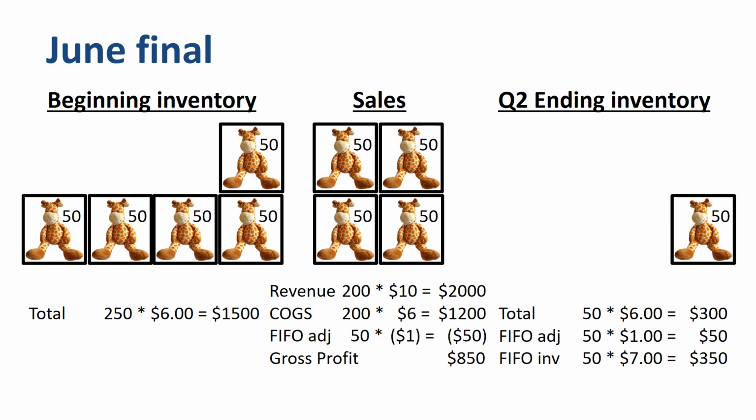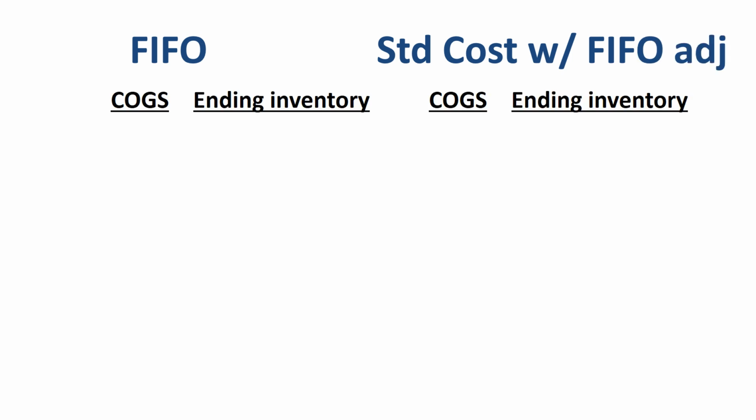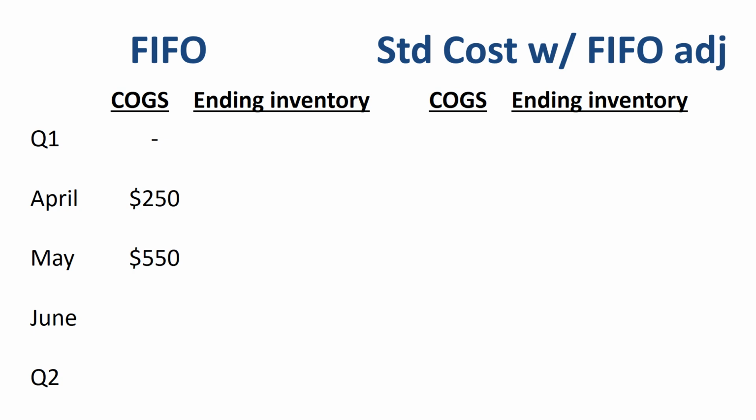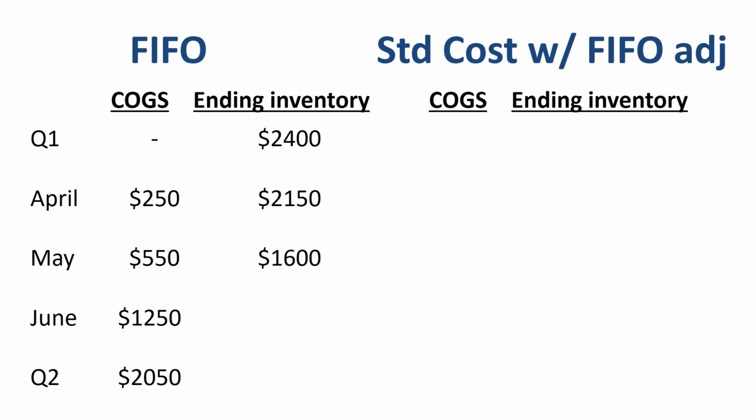To summarize FIFO versus using standard cost with the FIFO adjustment, here are the cost of goods sold and ending inventory values by period. In the FIFO method, no COGS in Q1 as we did not sell anything, $250 in April, $550 in May, $1,250 in June, $2,050 for all of Q2. The ending inventory value is simply the previous period's inventory value minus this month's COGS. Start with $2,400 at the end of Q1, then $2,150 end of April, $1,600 end of May, $350 for end of June.